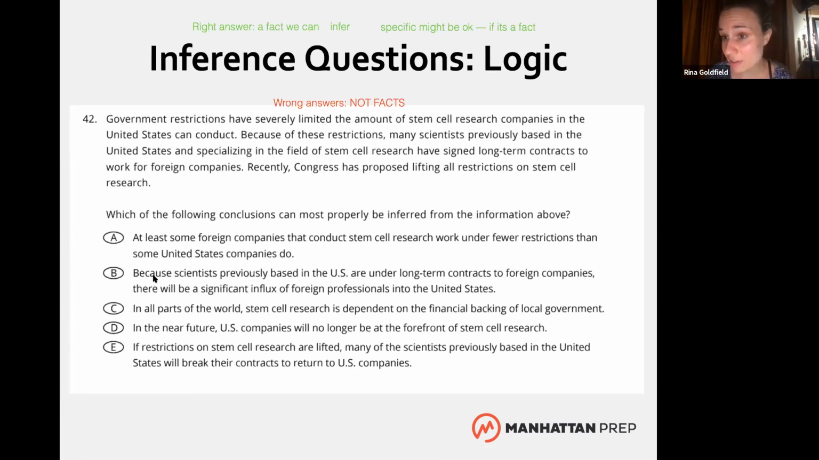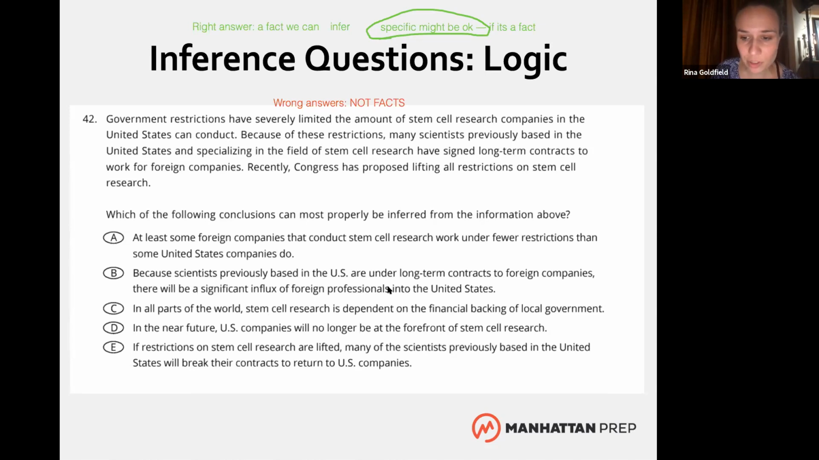Now, one thing I want to say about these logic-based passages is that with main point questions, we were wary of very specific answers because they were asking for the main point. For these inference questions, specific might be okay. Our answer might be something very, very specific. That is fine as long as it is a fact and as long as it's a fact that's inferable. Our wrong answers are not facts. They're opinions, they're future predictions, they're unwarranted comparisons, they're things that are very extreme and just can't be proven. So we're looking for something that feels facty.